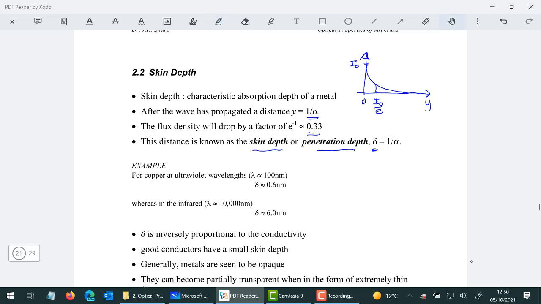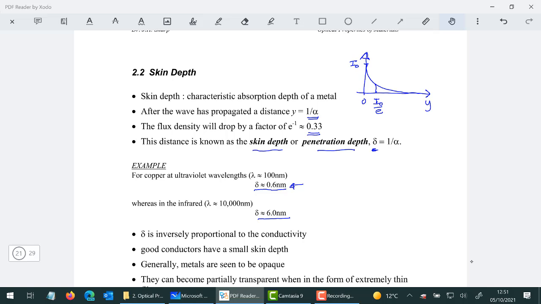So as a couple of examples, for copper in the ultraviolet wavelength, if it's about 100 nanometers, then the penetration depth is about 0.6 of a nanometer, and for the infrared then it's about maybe 6 nanometers. Now, just to give you some reference, 0.6 nanometers is an incredibly small distance. I mean, the light will only see the first few layers of the lattice structure. It won't go into the material any depth at all, really.